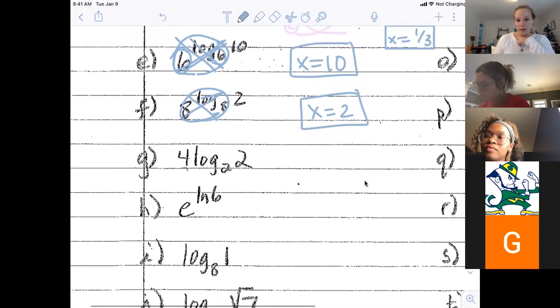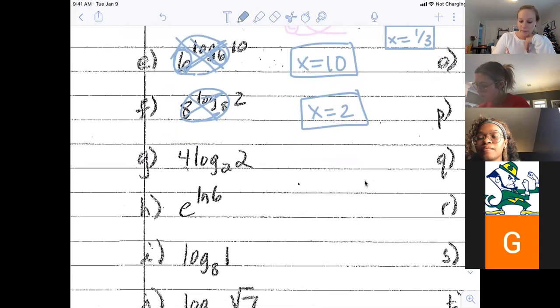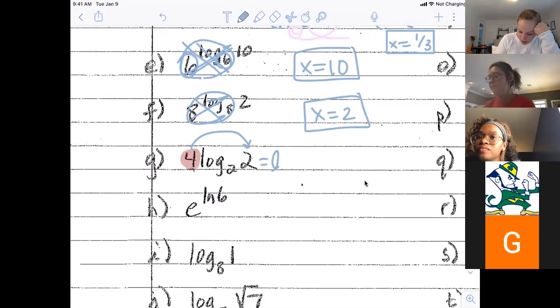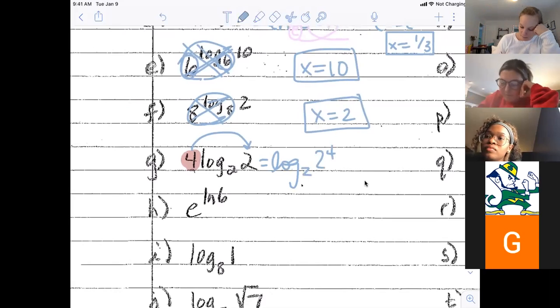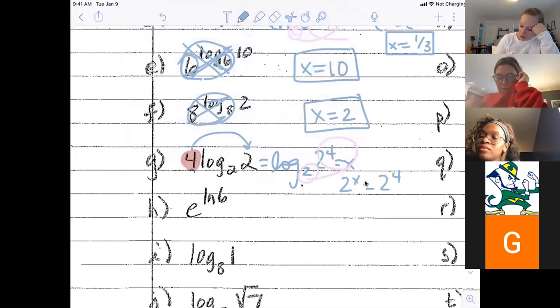A few more in this column. Now I have a number out front. Remember that a number out front of your log is the same thing as an exponent. So that's the same thing as being an exponent for that 2. Instead of this, I could have written it as log base 2 of 2 to the 4th. We'll set that equal to x and log roll to solve. 2 raised to the x equals 2 to the 4th. So again, x equals 4.